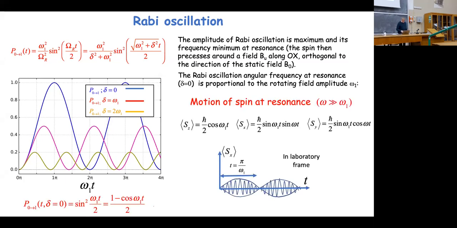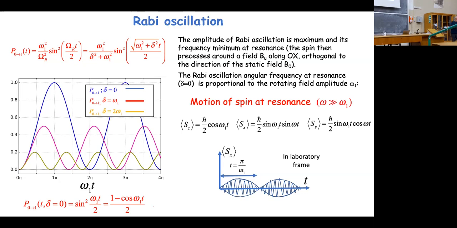Here I have just discussed what happens for SZ, the component of the spin along the direction of the static field. But you also have a motion in the plane perpendicular to the static field, which is SX and SY. And what you see is that SX and SY, in the laboratory frame, are rotating at frequency omega. And this frequency omega is modulated by the Rabi frequency.